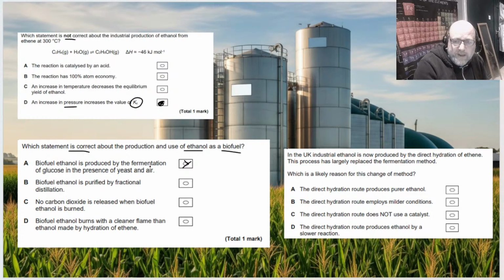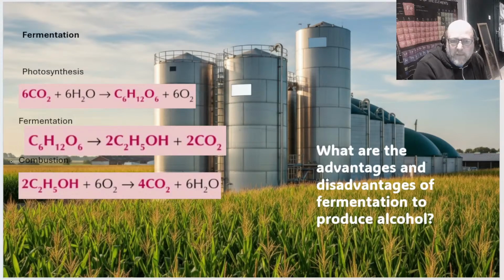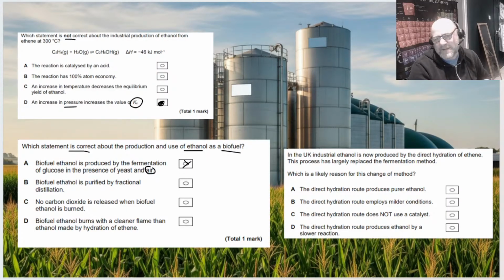Hopefully you can spot it. It's the air. It's actually an anaerobic process, and I didn't remind you of that. If you go back here, there's no plus oxygen in fermentation. This is an anaerobic process. Okay. B: yes, it's purified by fractional distillation.